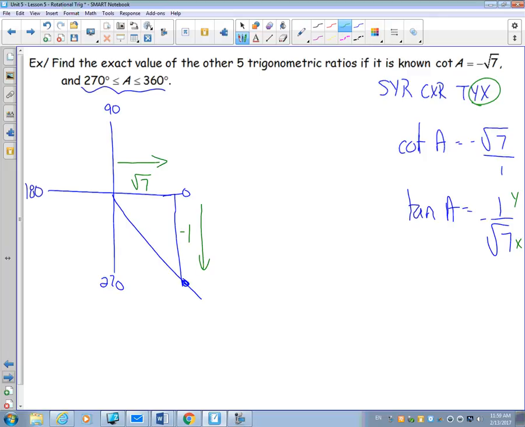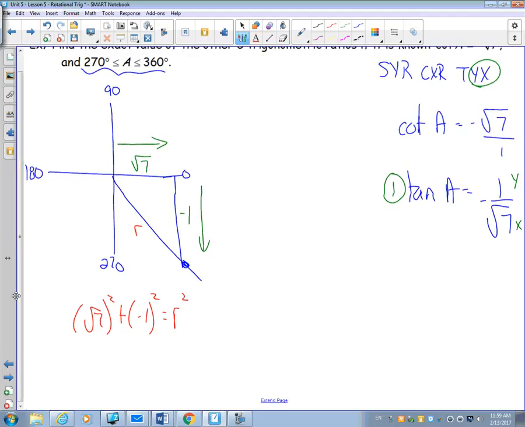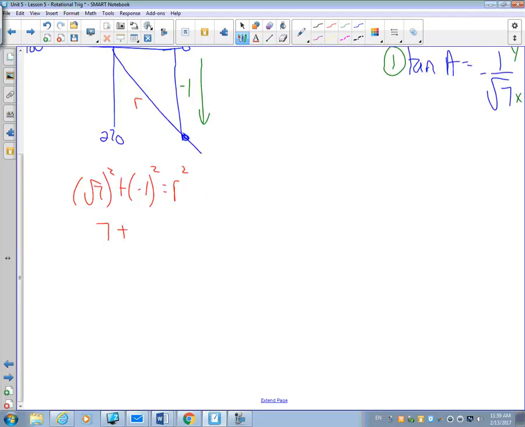So by giving us this information about where the picture is and what one of the ratios is, I can actually figure out all the other ones. I've already figured out one of them, the tan ratio. Now I need sine, cos, secant, and cosecant. But for all 4 of those, I need to know the r, the radius of this circle. So I need to do a squared, which is root 7 squared, plus b squared equals c squared. Root 7 squared, that's just 7. Negative 1 squared is 1. So I get 8 for r squared. So r is the square root of 8.